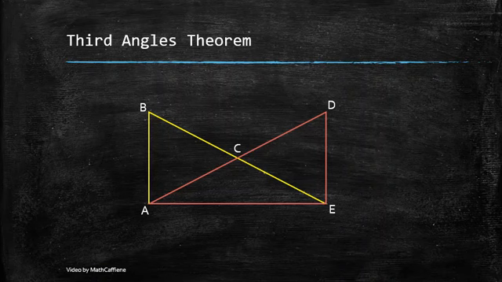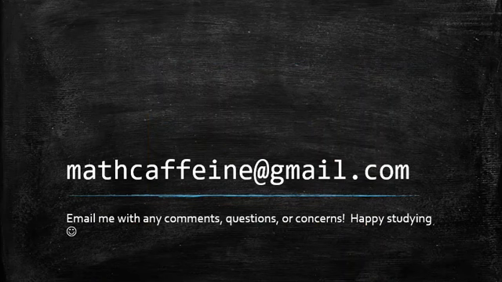For example, in this image, we can use the third angle theorem to prove that angle B and angle D are congruent. We know that angle BAE is congruent to angle DEA, and angle BEA is congruent to angle DAE. Because the two corresponding angles are congruent, we know that angle B and angle D are congruent using the third angle theorem.